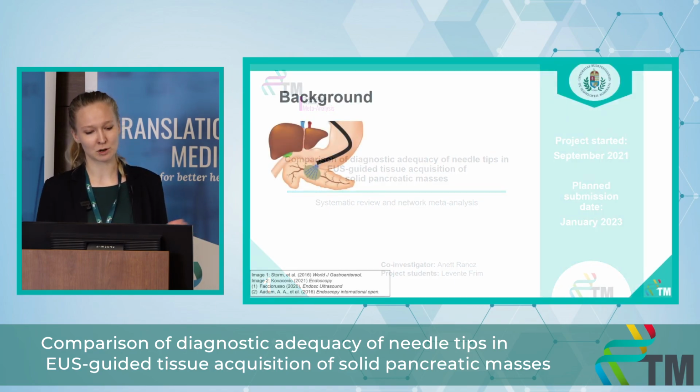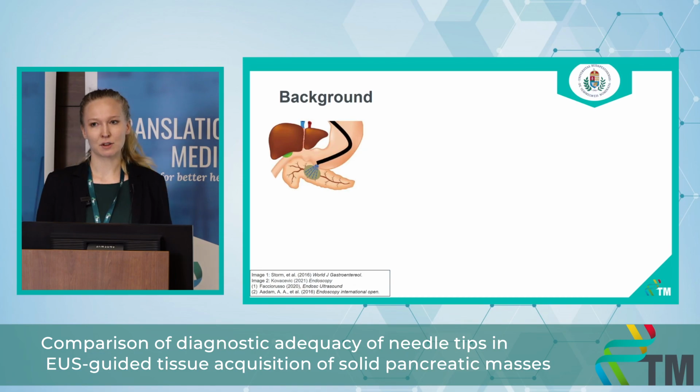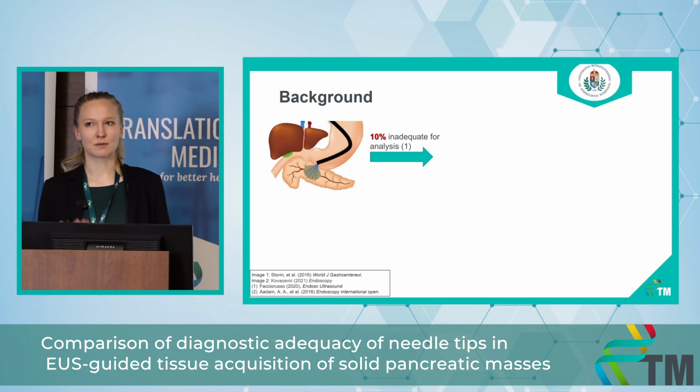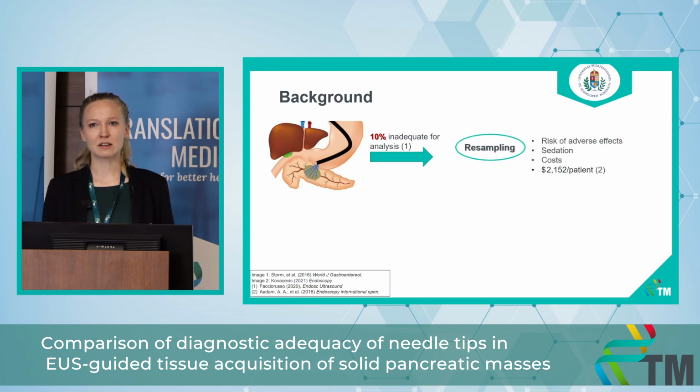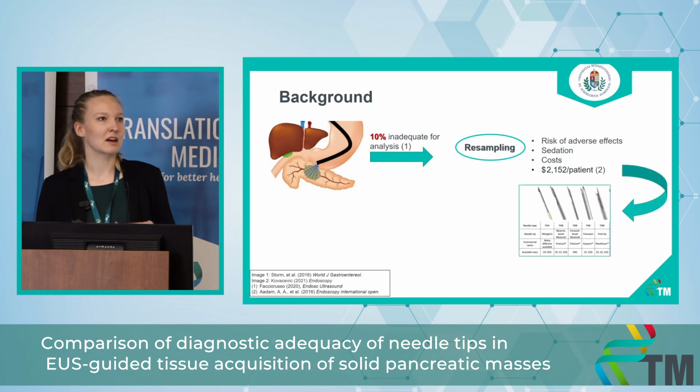This is a network meta-analysis. And for the background, endoscopic ultrasound-guided tissue acquisition is the recommended method of biopsying solid pancreatic masses. However, 10% of samples are usually inadequate for analysis. This leads to a need for resampling, which carries a risk of adverse effects. Sedation costs about $2,000 per patient, and we think we can avoid this.